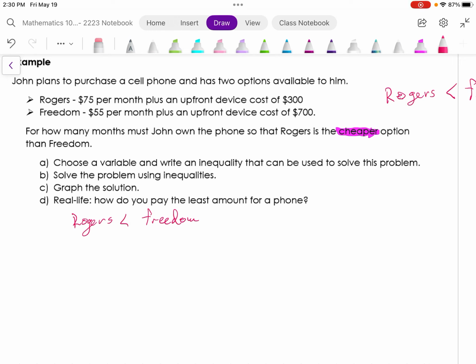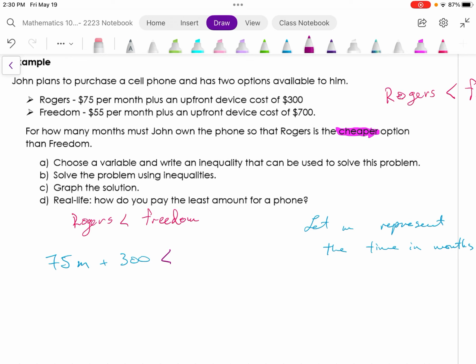All right, so we need to introduce a variable, an unknown. What is our unknown here? I'm going to say let M represent the months, the time in months. So if I were to create an expression for Rogers, it would be $75 times the number of months I have, plus an upfront cost of $300. So this is our good friends at Rogers who offer this deal.